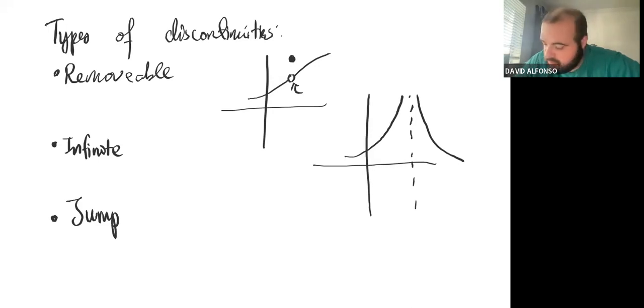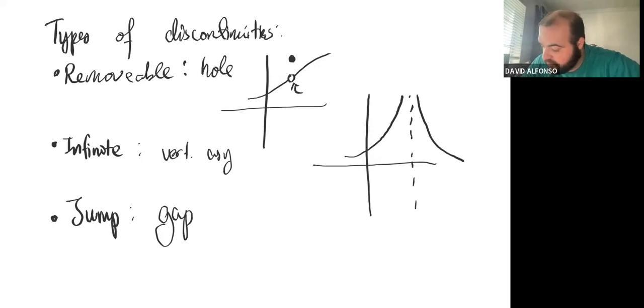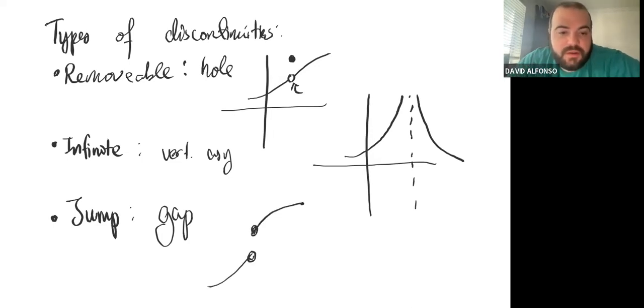And of course, the last type of discontinuity that you can have is a jump discontinuity, which, let me say this is a hole, this is a vertical asymptote. And a jump discontinuity is a gap. So that's when you have something like that, okay? So those are your three types of discontinuities.